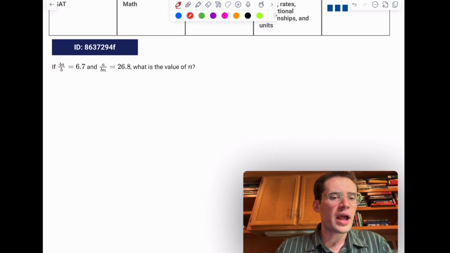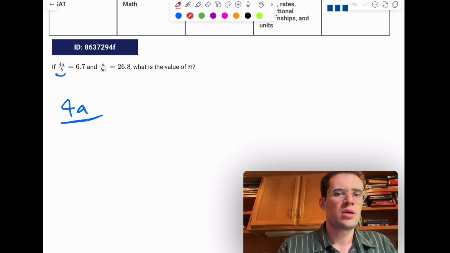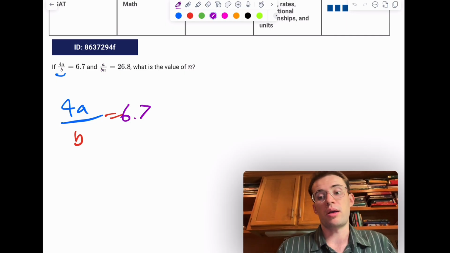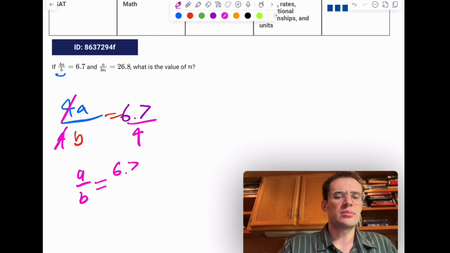Here we have: if 4a over b equals 6.7 and a over bn equals 26.8, what is the value of n? Okay, we can quickly see how to get a over b alone here. If 4a over b is equal to 6.7, then to get a over b alone, we divide by 4 on both sides. The 4s cancel, and it gives us a over b equals 6.7 divided by 4. I'm just going to leave it like that for now. So that's a over b.